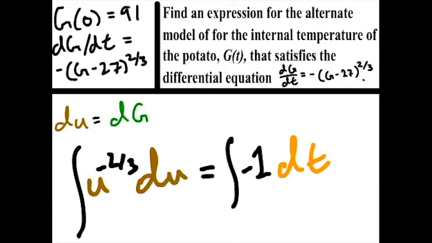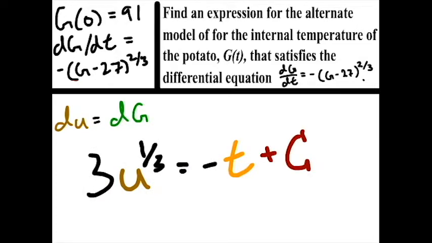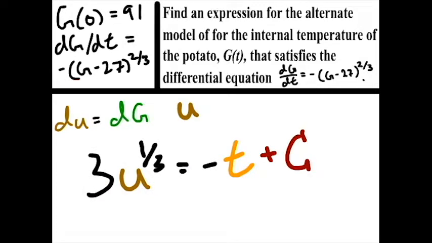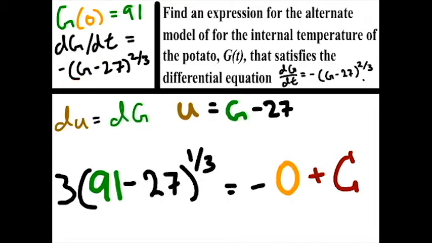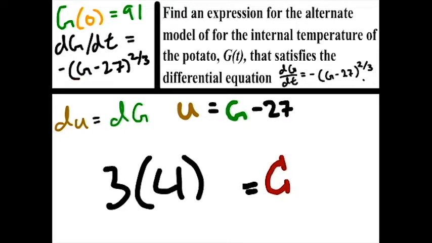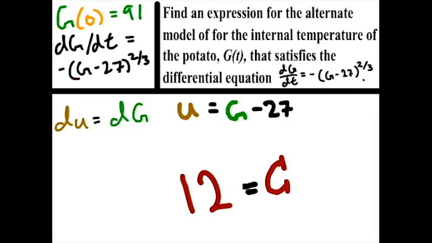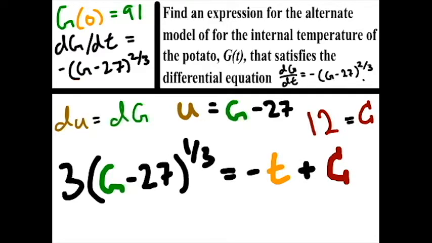Now back to our integration. Plug in u, integrate, don't forget the plus c. U, remember, equals g minus 27. Plug that back in. Plug in t equals 0 and g equals 91. Solve for c. C equals 12. Put that over there.